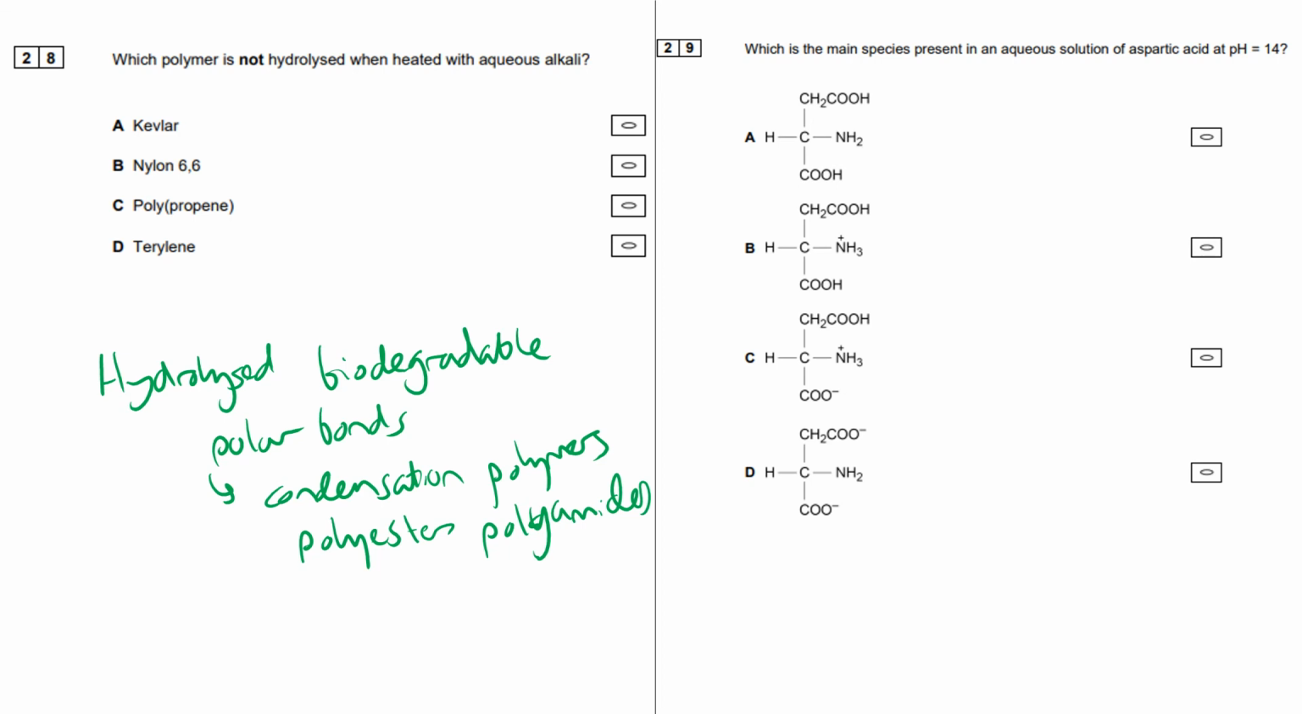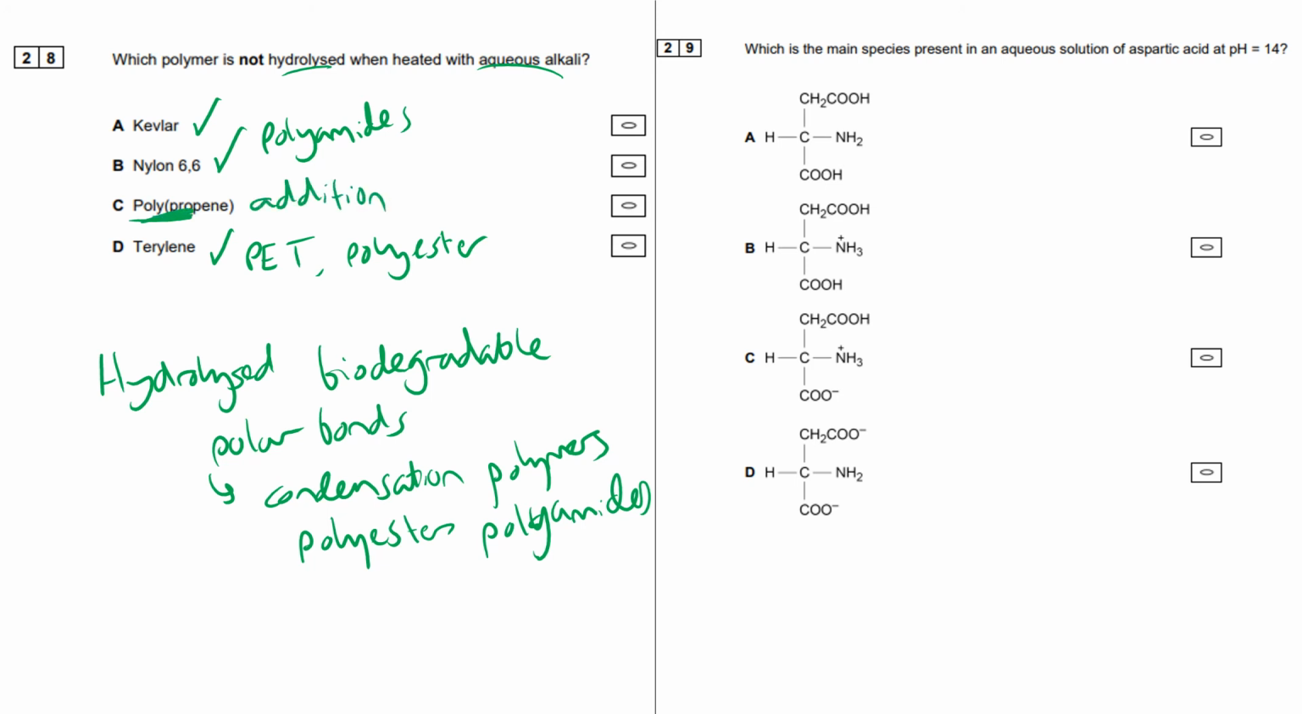So Kevlar and nylon are both polyamides. They are both biodegradable. They will both be hydrolyzed in the presence of sodium hydroxide or an aqueous alkali. Terylene or PET is a polyester, so that will also be hydrolyzed. Polypropene is an addition polymer. Addition polymers do not have polar bonds. They are not biodegradable, so they can't be hydrolyzed. So C is the one that will not be hydrolyzed.